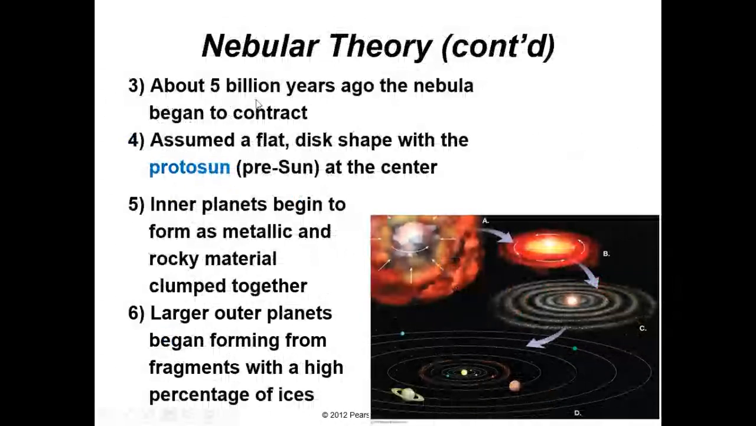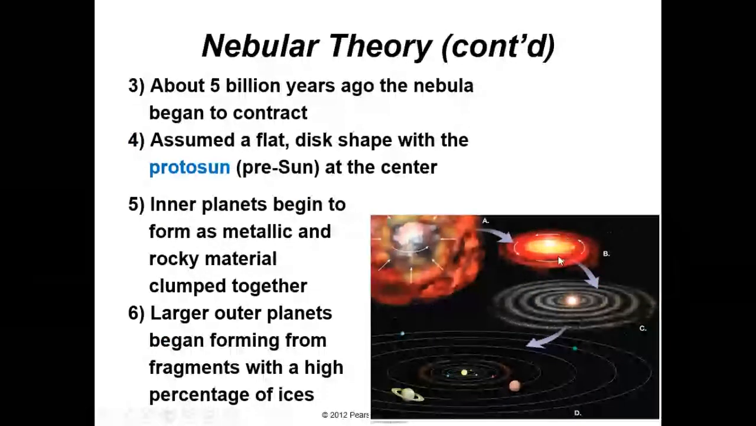Okay, so a nebula began to form about 5 billion years ago. Okay, and a nebula is just simply a flat disk-like accumulation of matter that's spinning in a circle. Okay, that's what B is here. So Big Bang over here. This is the formation of our nebula.